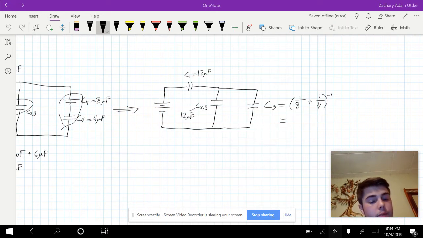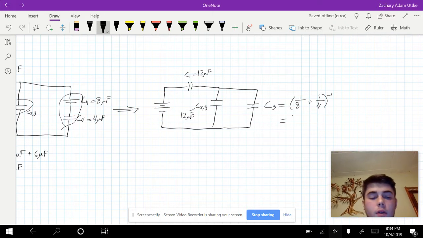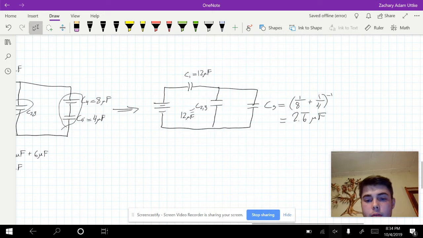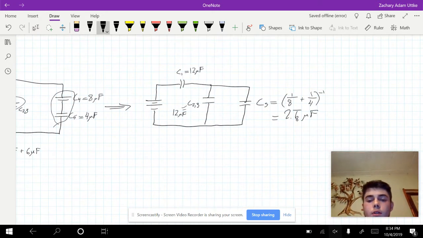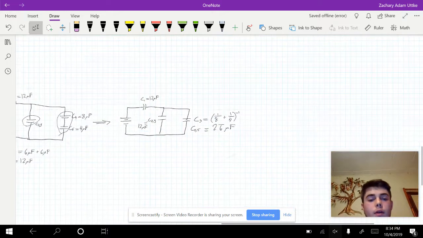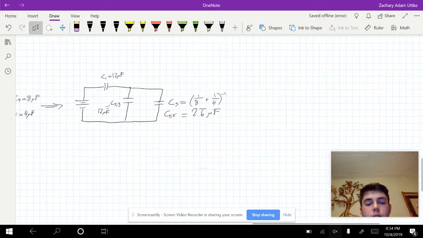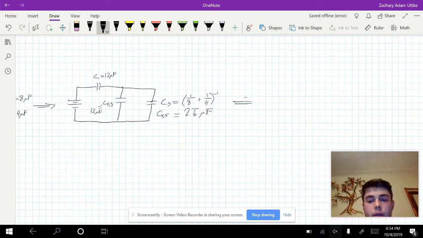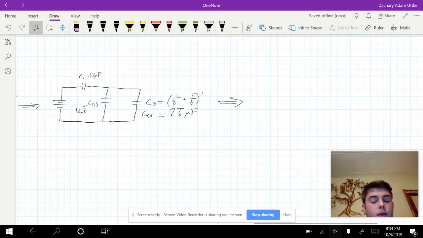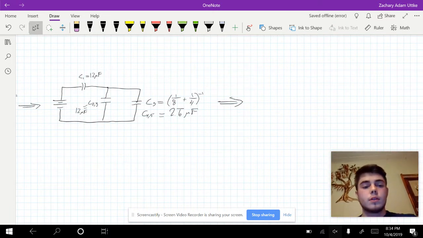So 1 over 8 plus 1 over 4, and then raise that to the power of -1. So we get 2.6 repeating microfarads. Okay, so that's what C4,5 is. Now we know everything about that circuit, so we can continually combine it. And what we're going to combine next is C2,3 with C4,5.